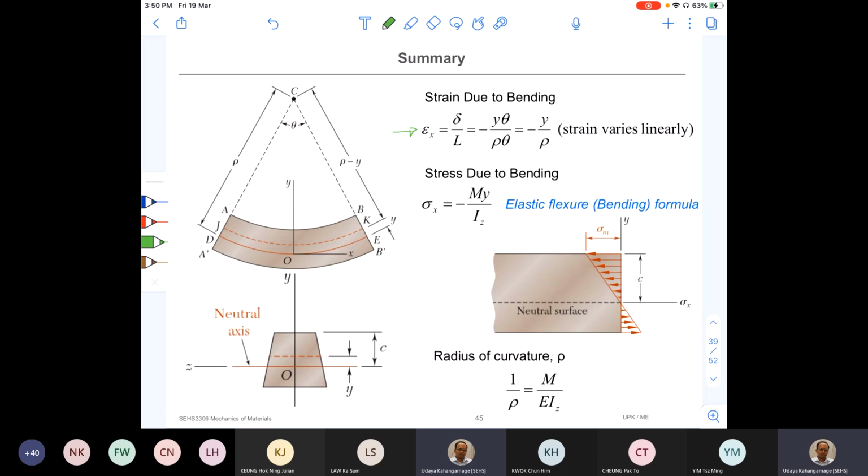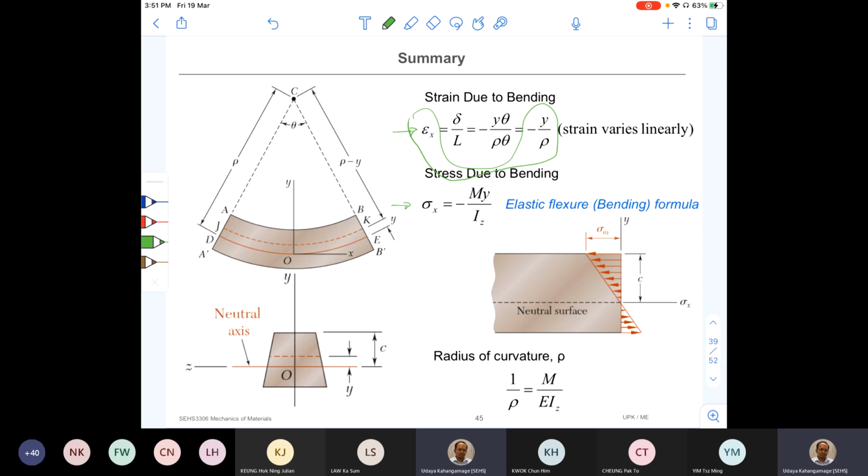And then we learned about the strain epsilon x, and there we learned that epsilon x is equal to negative y over rho. And then using Hooke's law we found the equation for stress at any point on the cross section, sigma x, and it is negative My over I. Here I is the moment of inertia about the neutral axis. And every beam has a neutral axis. We learned that one. On the neutral axis, there's no force.